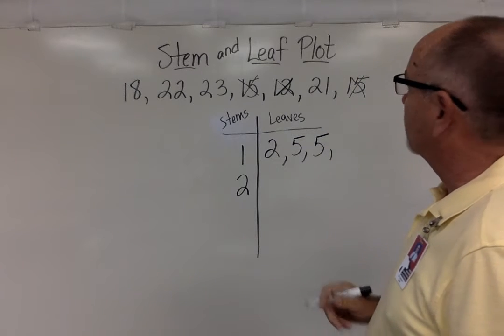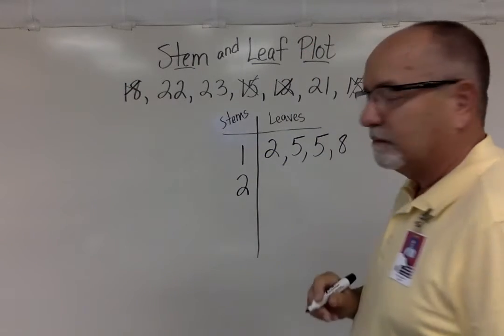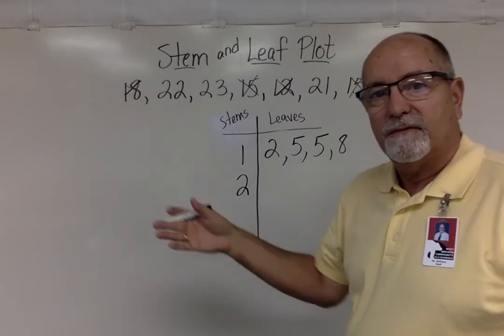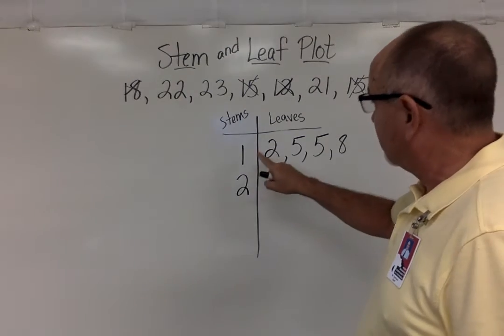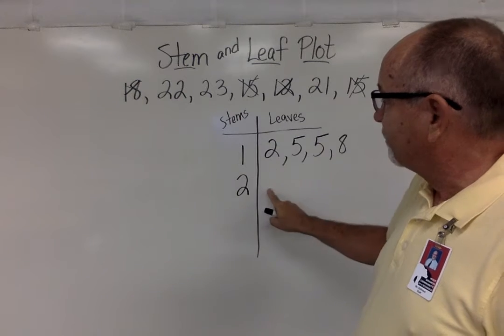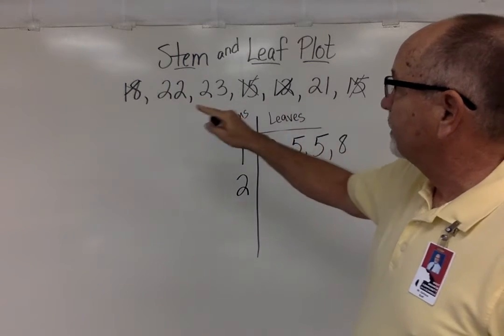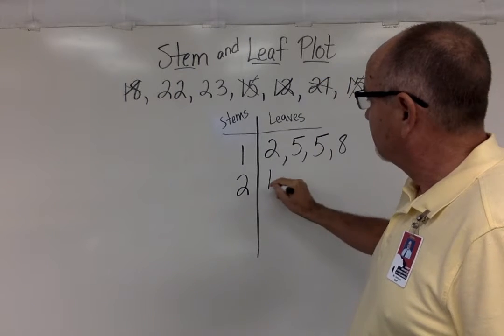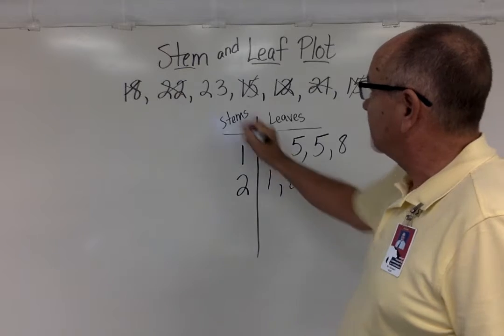And then I look for, are there any more teens? Yep, I got an 18 over here, so there's my 8. 0 is always the least value, so if I had a 10, that would have gone first, the 0. But now I have all my teens done. Now I drop down to the 20s and find what is the smallest 20. I have a 21. I see a 22. And I see a 23.